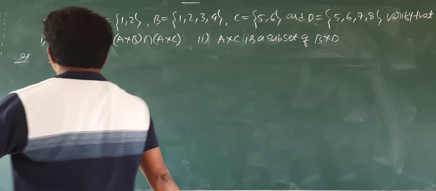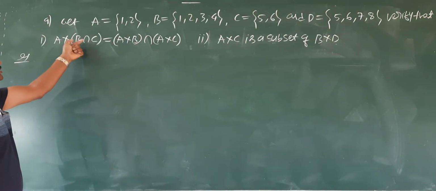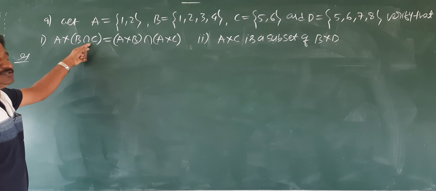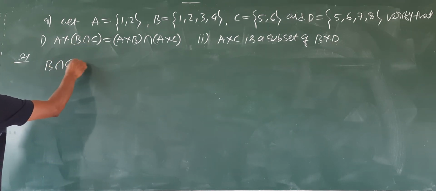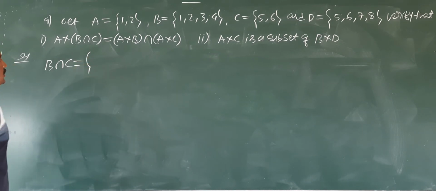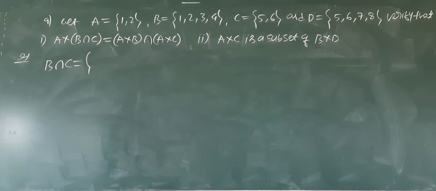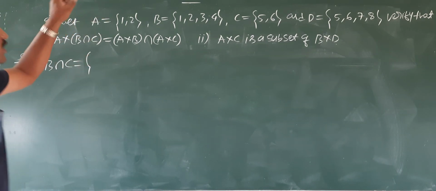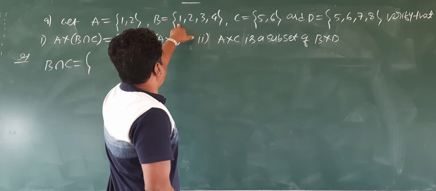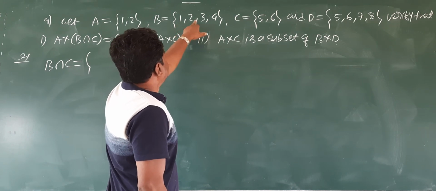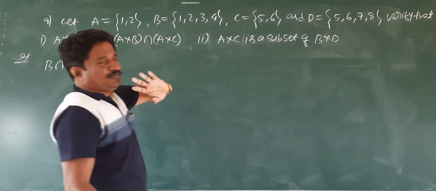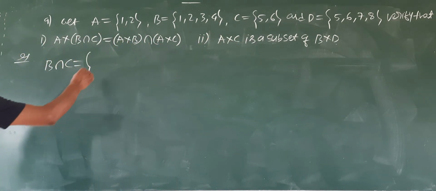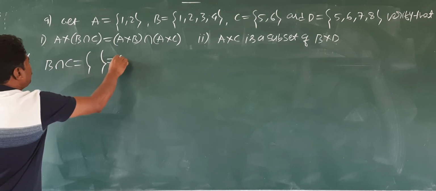Now let us first find B intersection C. So intersection means common elements. So collecting common elements from both B and C. Tell me the common elements. Is 1 common? No. 2 is not common. 3 is not common. 4 is also not common. So we don't have common elements, right? I think it is the empty set, phi.